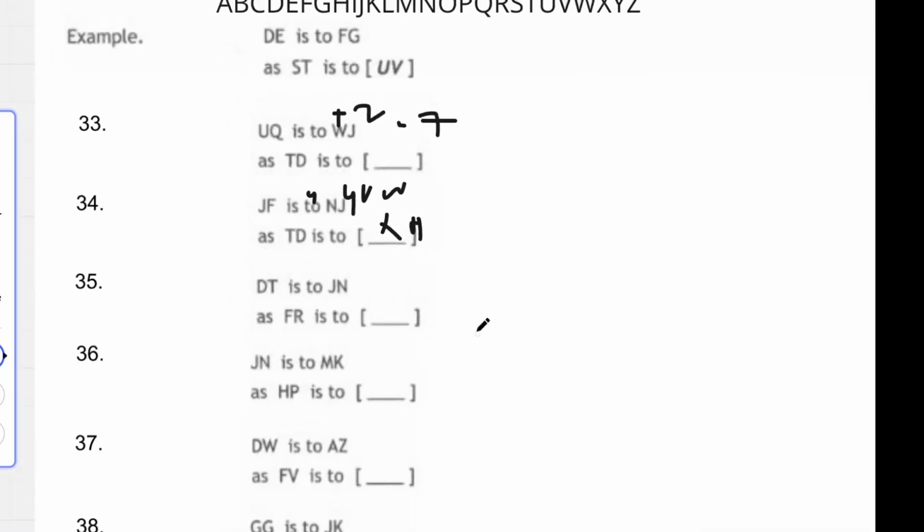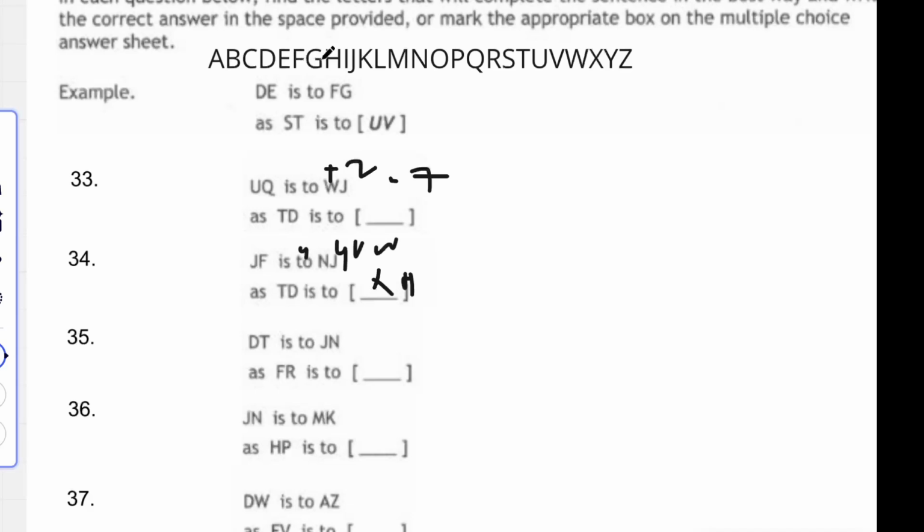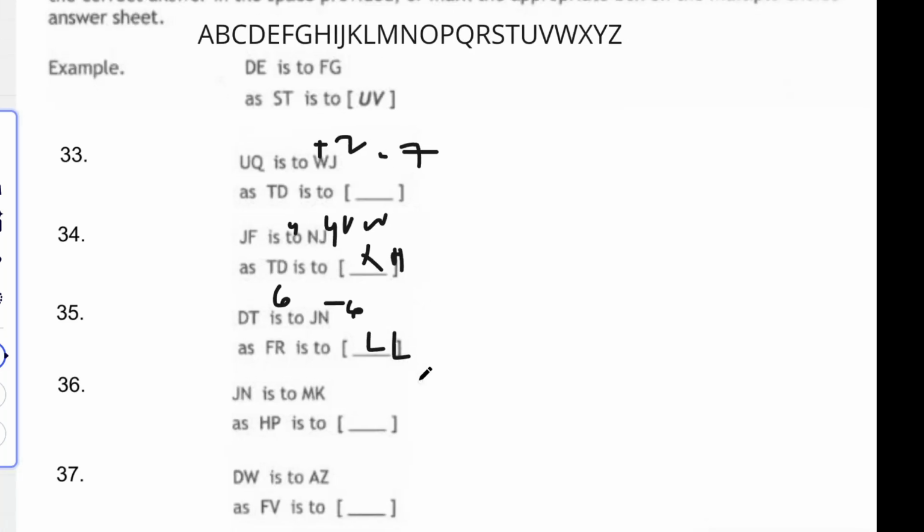Question 35, we have D to J, which is 1, 2, 3, 4, 5, 6. And then we have T to N, which is going to be 1, 2, 3, 4. Oh, we're going to have to go backwards. 1, 2, 3, 4, 5, 6. Minus 6. F plus 6. So F plus 6 is going to be 1, 2, 3, 4, 5, 6. Then R minus 6 is 1, 2, 3, 4, 5, 6. We get another L.